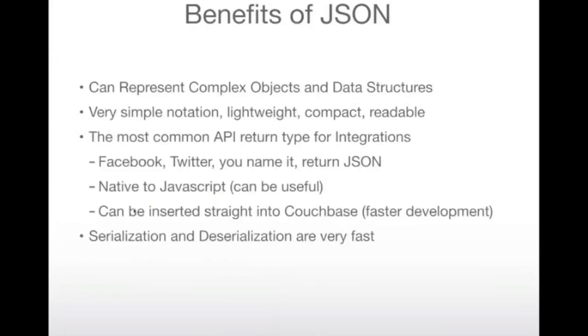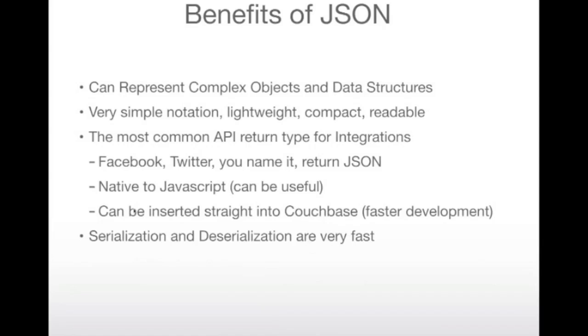So one of the benefits of JSON, obviously, is that it can represent complex data and data structures. It's very simple, it's really easy to read. Almost all third-party services and integrations are now returning JSON, much more than XML. Facebook, Twitter, it's native to JavaScript, which can be really useful, and you can insert it straight into Couchbase. So if you do Facebook login, on post authentication with Facebook, you're getting a whole bunch of JSON back. You can just store that straight in Couchbase.